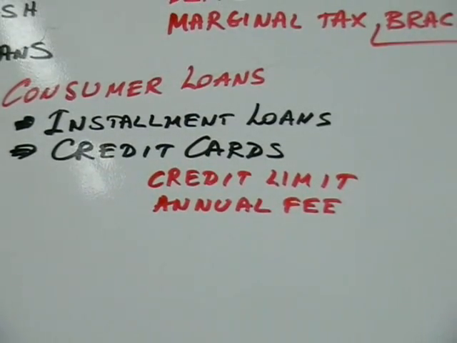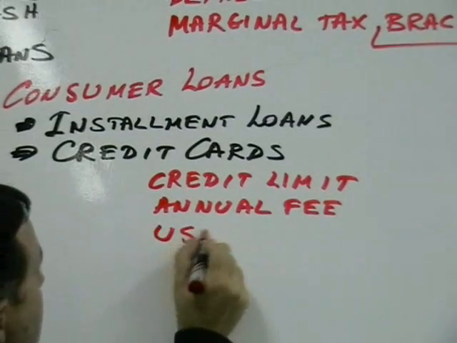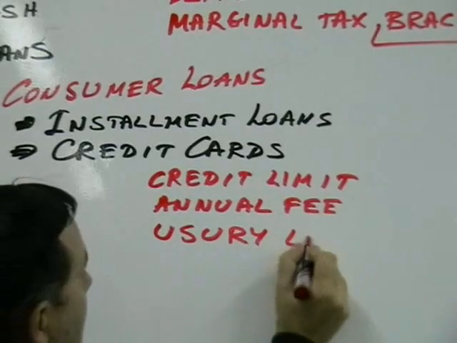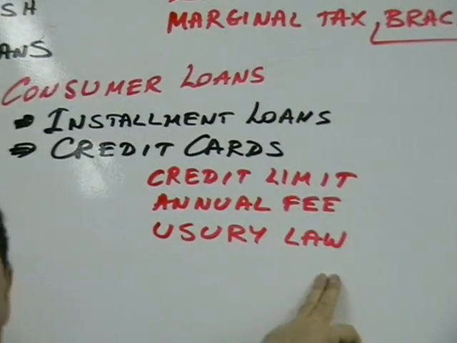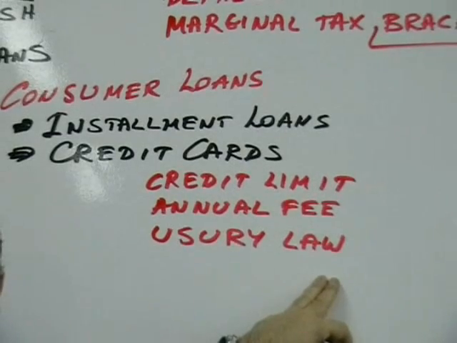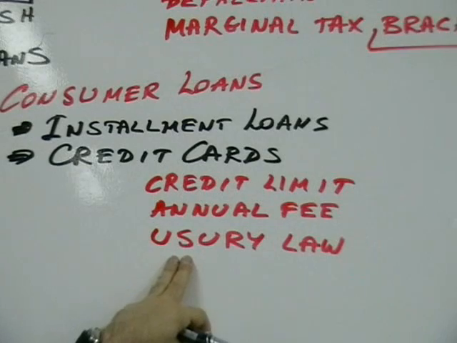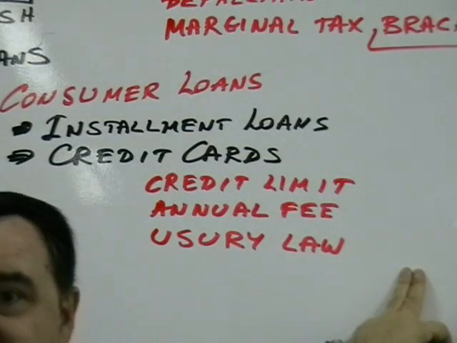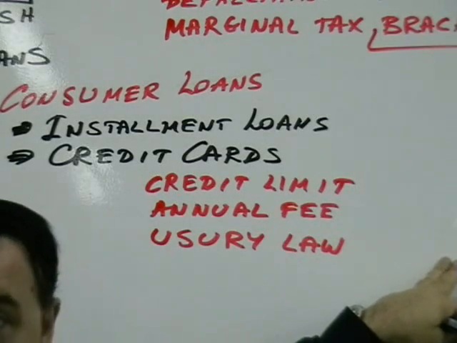All right? Banks have to comply with so-called usury law, which is a law imposed typically by the state of the maximum amount of interest which a lender may charge the borrower, maybe 19% in some states, 21% in other states, 25% in third states.